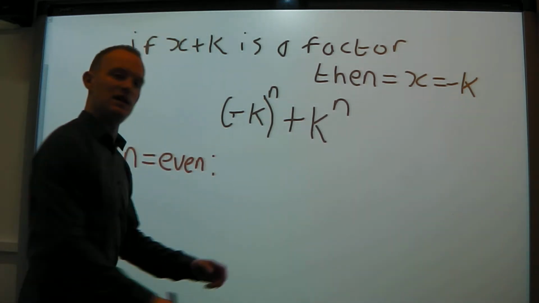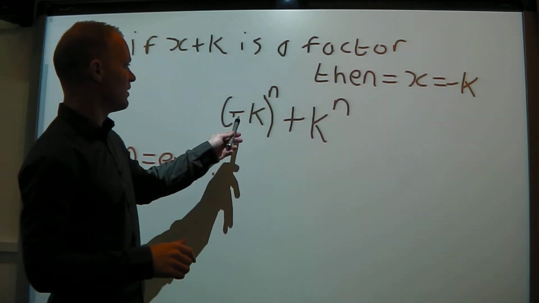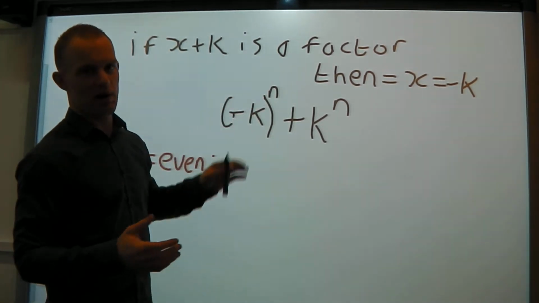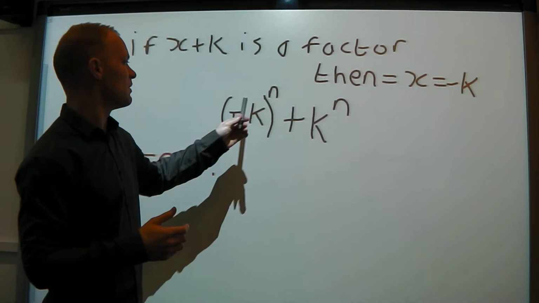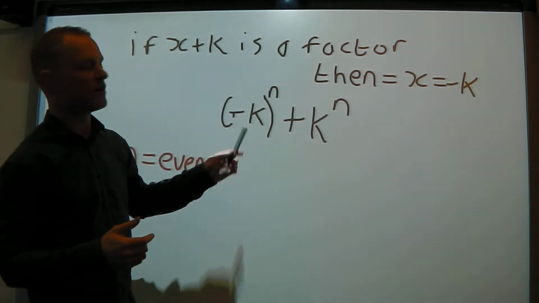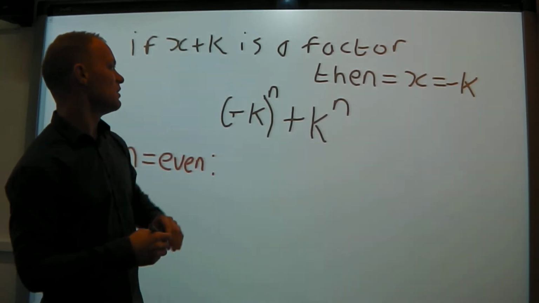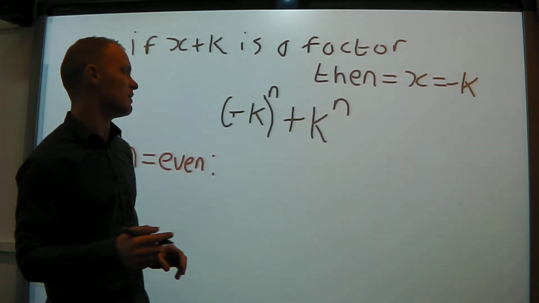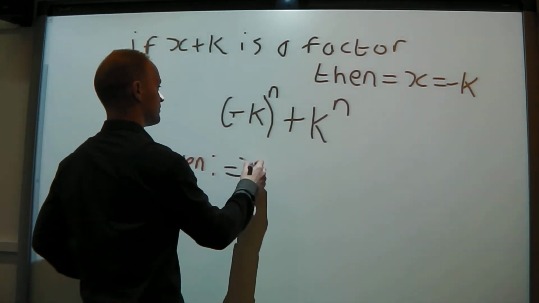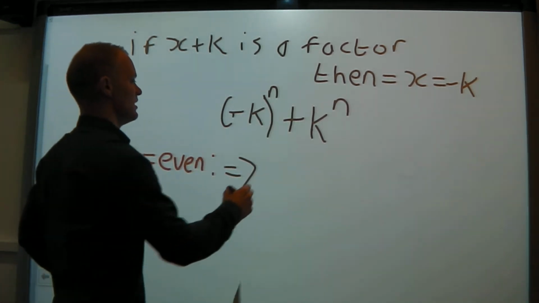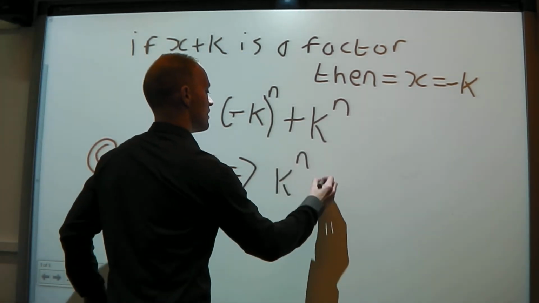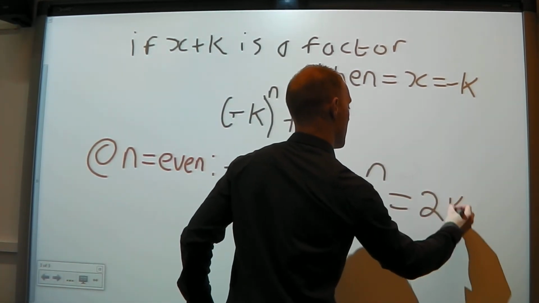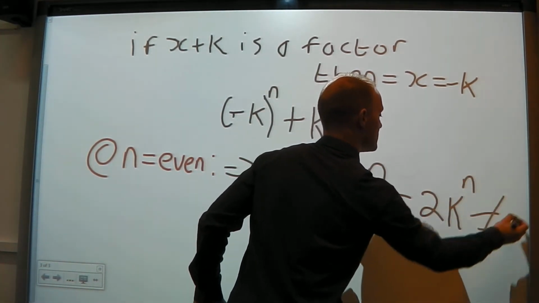When n is even, say k is equal to negative 1, that means the term is going to be positive. So for any even number, you're going to get a positive term here. So that implies that when n is even, you're going to have k to the power of n plus k to the power of n, which is equal to 2k to the power of n, which is not equal to 0.